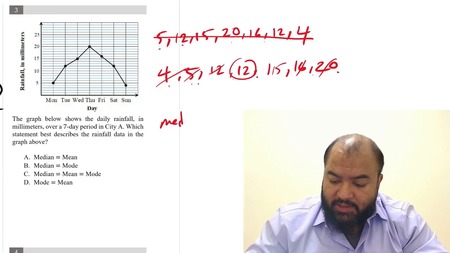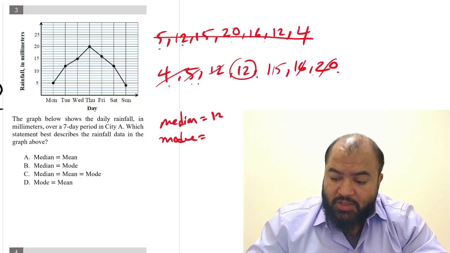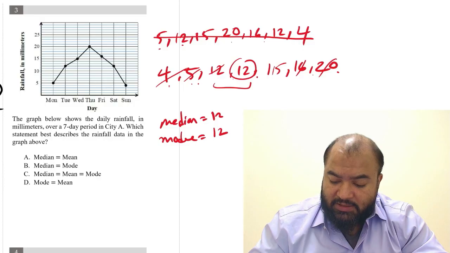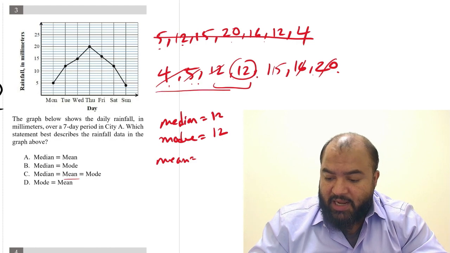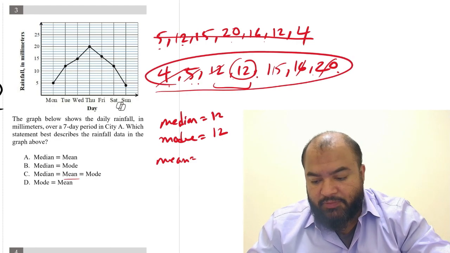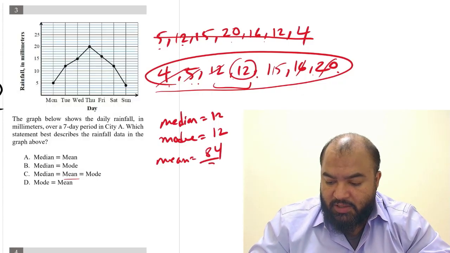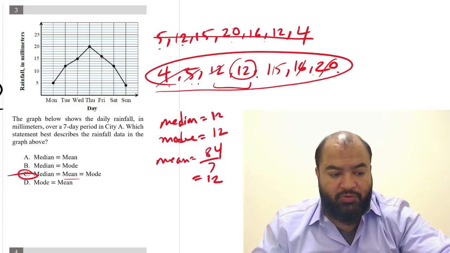So the median is 12. Mode is the number that appears the most, so the mode is also 12. So median is equal to mode. But let's see if the mean is also equal. Most likely not, but let's see. For the mean, you add them all and divide by 7. If you add them all, you get 84. Divide by 7, you get 12 as well. So mean is equal to median is equal to mode.